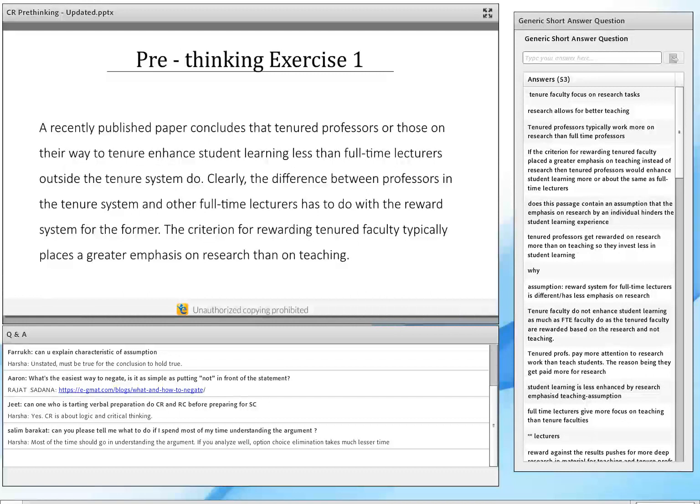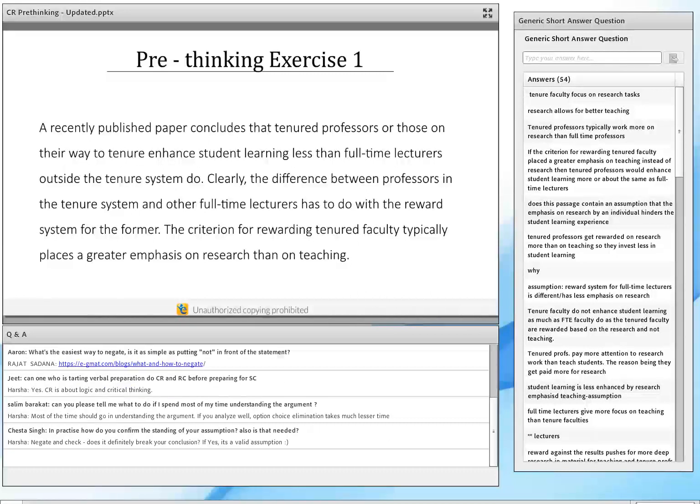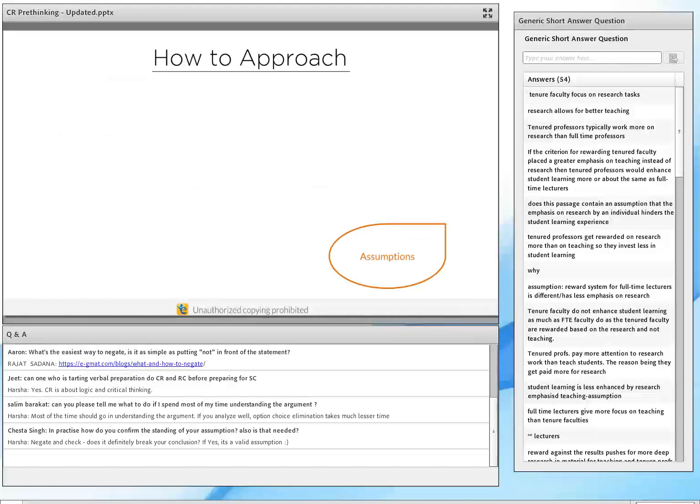Okay, if you've said research does not enhance student learning, we're going to really talk about that, something which is more or less inferable. And some of you have said, hey, there is no other reward system. So let's talk about the focus of this argument and then go towards it. So here's how I would.